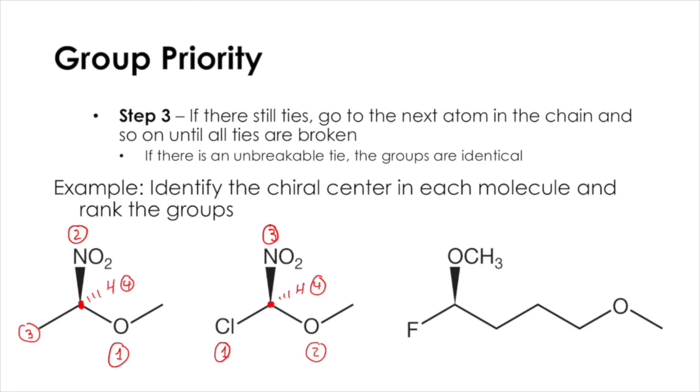And then for the last one, the chiral center is here. It's a good hint that there's a chiral center when you see dash-wedge notation on a carbon. So there's a chiral center. The hydrogen is there. And then ranking the groups, fluorine is the highest atomic number, followed by the oxygen on the methoxy, followed by the carbon on this longer chain, and then the hydrogen is last, like that.